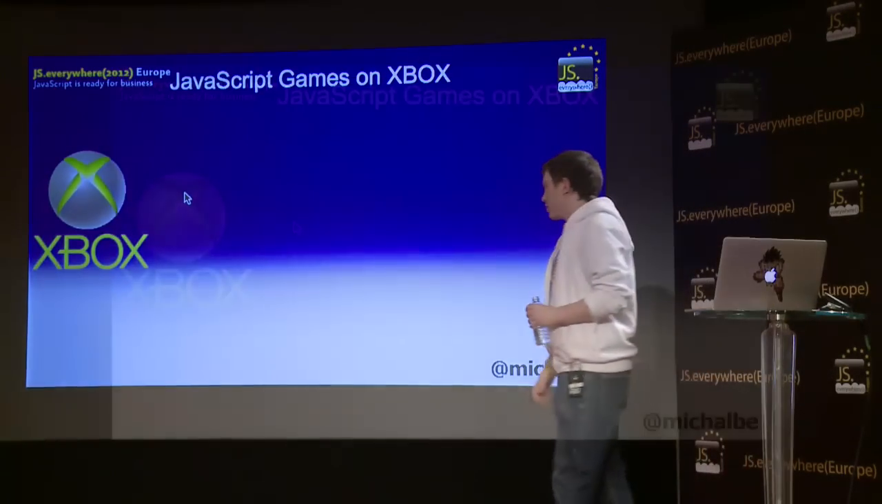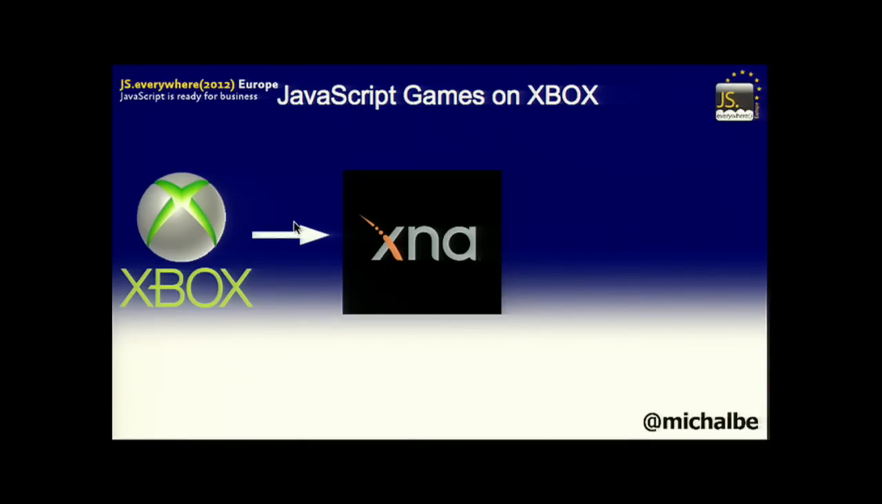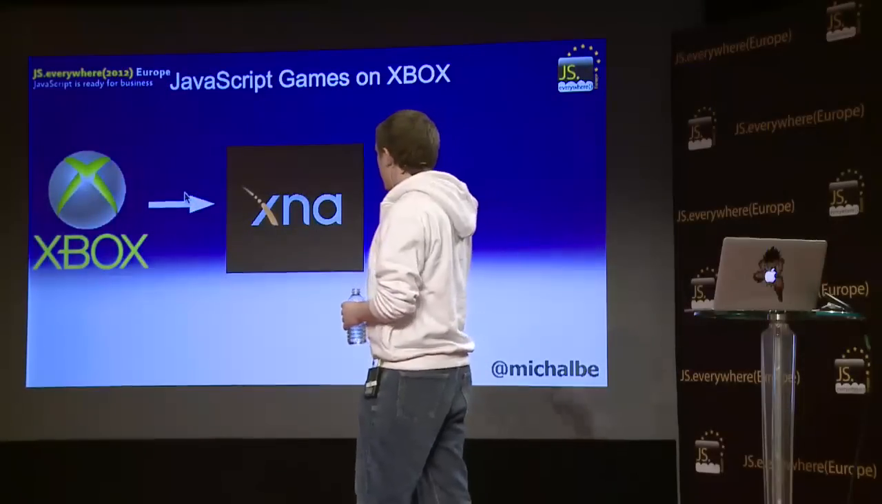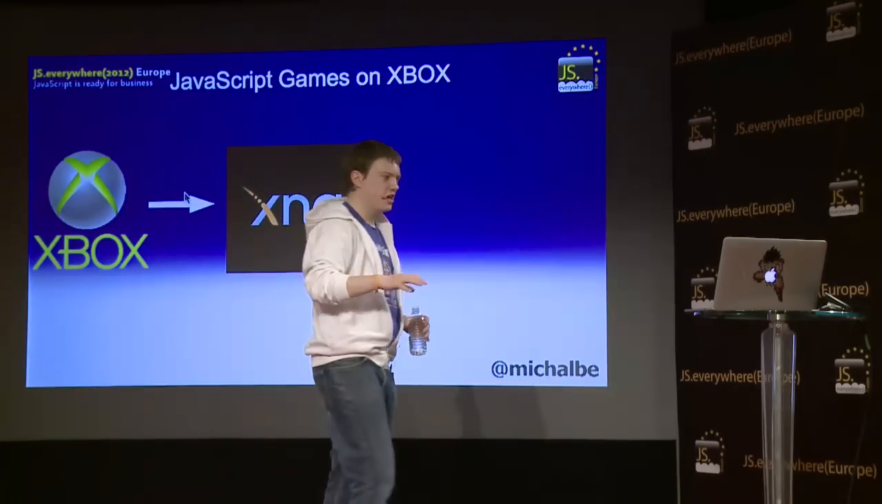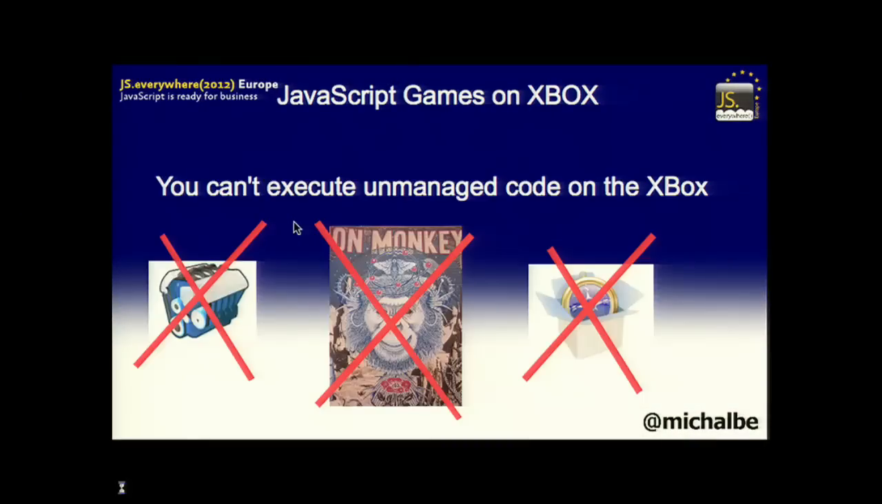So we have a console called Xbox, created by one company. Okay, and how do games on Xbox actually look? Most of them, because it's open for some developers, like indie developers, you can write your game in C# using the XNA framework, and then the games are converted to .NET bytecode and run on the console. You cannot execute unmanaged code on Xbox, that means you cannot run a JavaScript engine. So you could not do things like PhoneGap did, right? So run the JavaScript engine and run your JavaScript on top of it, unfortunately.